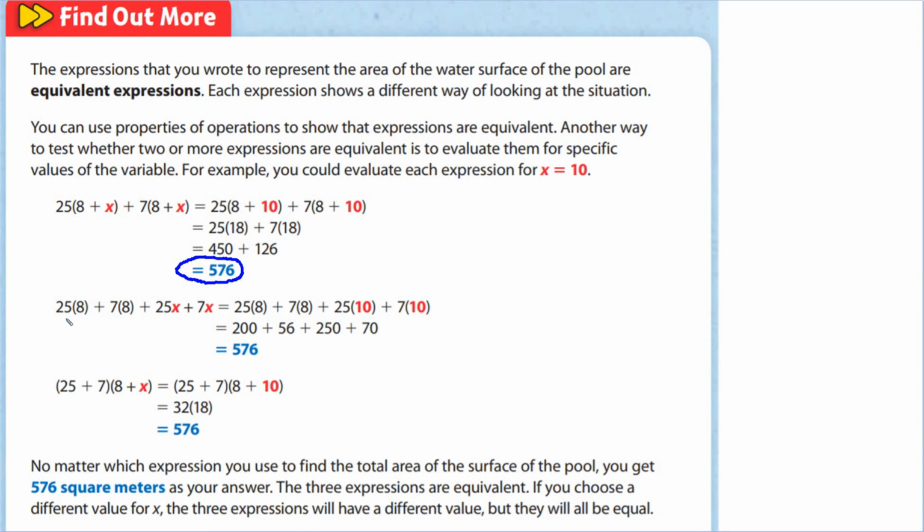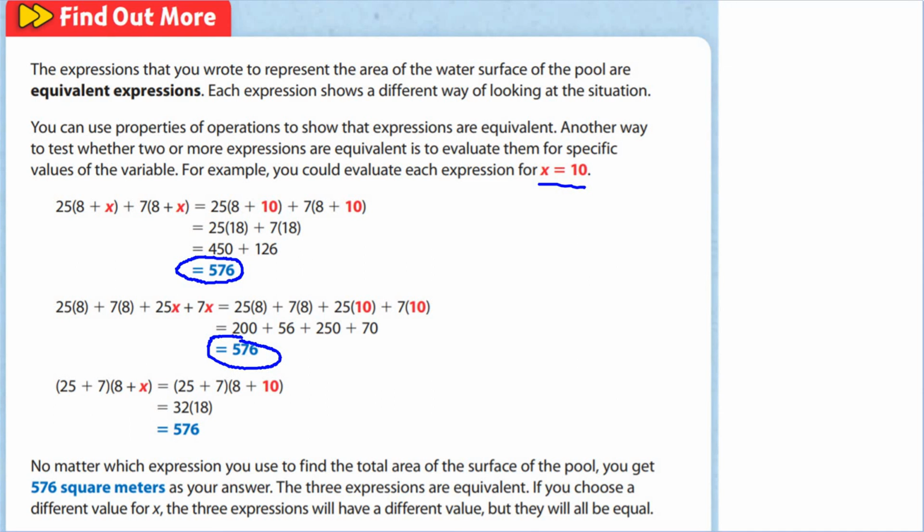The second one, they did 25 times 8 plus 7 times 8 plus the 25x plus 7x. Remember, x in this case is 10. So look, they rewrote this expression, but they plugged in 10 instead of x. And when they do that out, they should come up with the same answer. Well, let's see. 25 times 8 is 200. 7 times 8 is 56. Remember, multiplication comes before addition in order of operations. 25 times 10 is 250, and then 7 times 10 is 70. When you add them all up, again, you get 576.